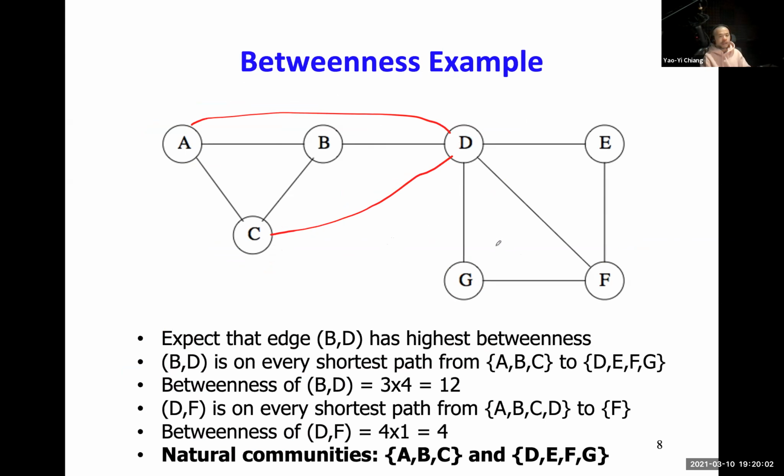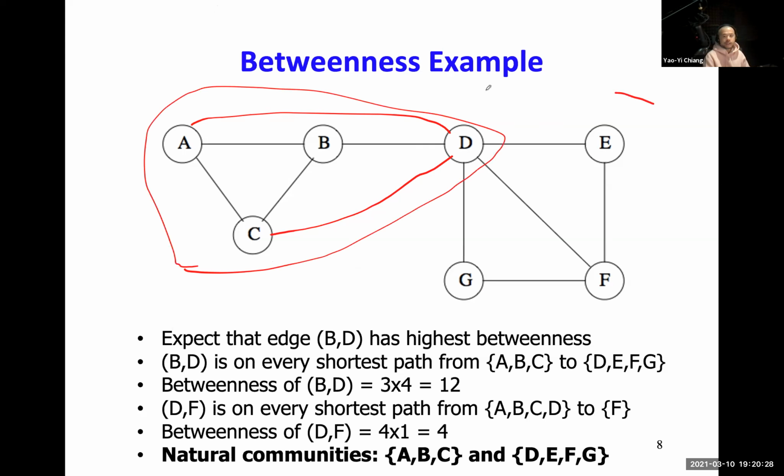Remember, the definition of a community or a cluster is densely linked nodes. What would be your answer? Anybody? A, B, C, D, and D, E, F, G. Okay, great. Yes. A, B, C, D can be in one community. D, E, F, G can be in another community. Okay, very good. So this is great.